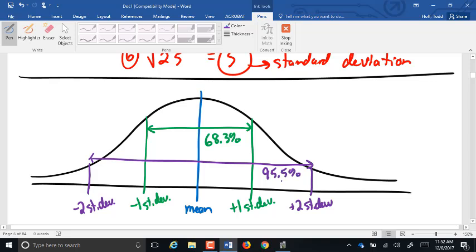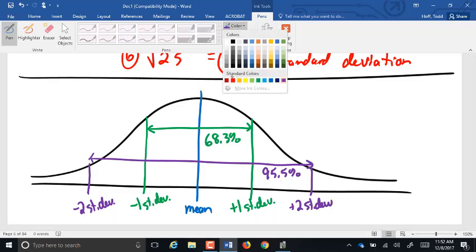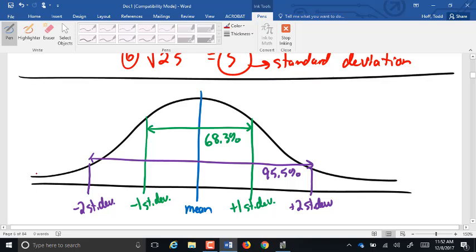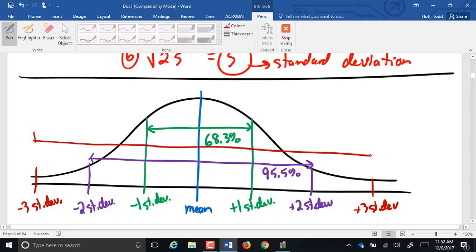(95.5%) of the data is in that range. If I go out a third standard deviation, almost all, or 99.7% of the data is in that range.